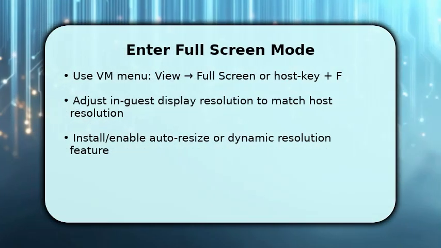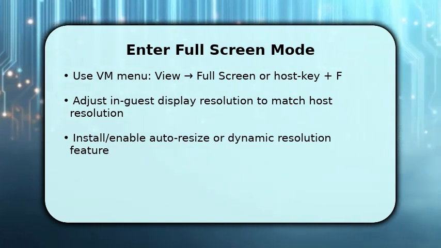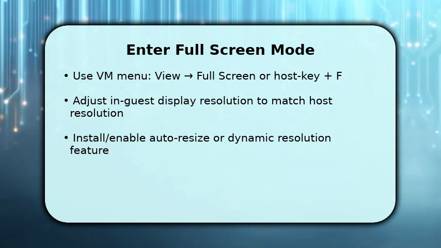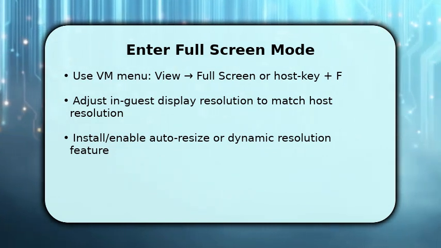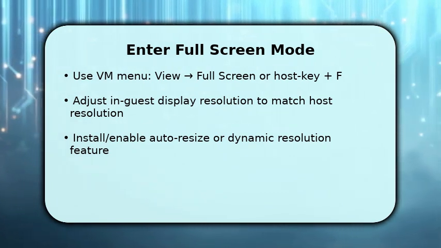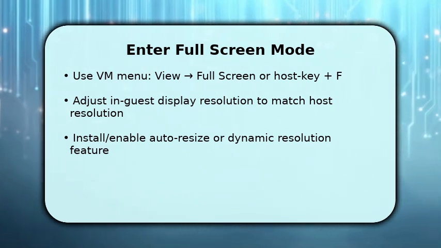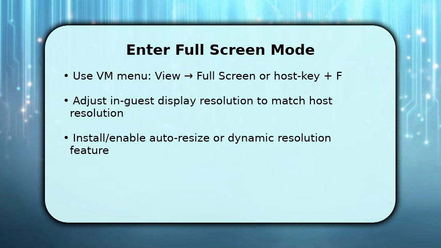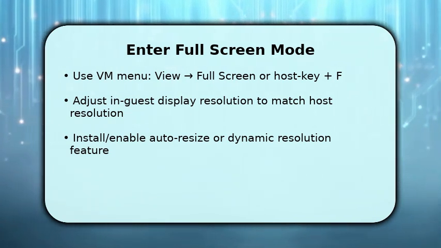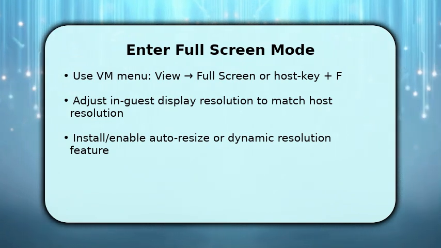You now switch the VM to full screen using the VM Applications View menu or the Host key plus F shortcut. That immediately expands the window. If the guest desktop looks wrong, change the in-guest display resolution to match the host resolution, which forces a crisp layout. Enable the auto-resize or dynamic resolution option in the VM settings so the guest follows host size automatically. Doing that prevents future manual tweaks and keeps scaling correct when you change monitors.